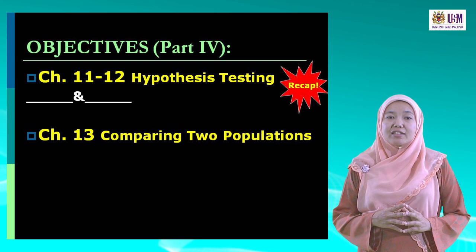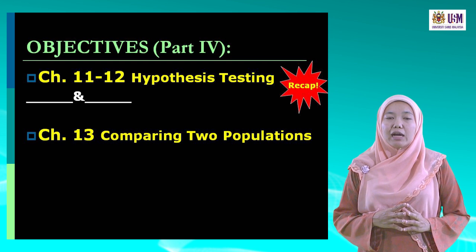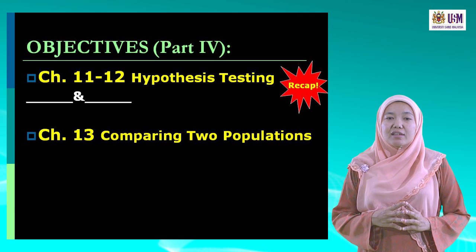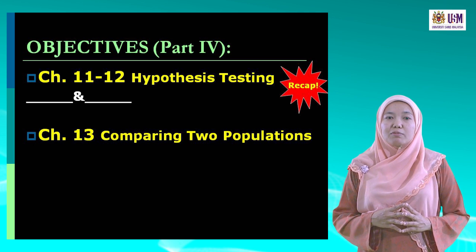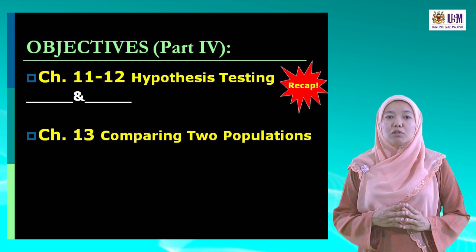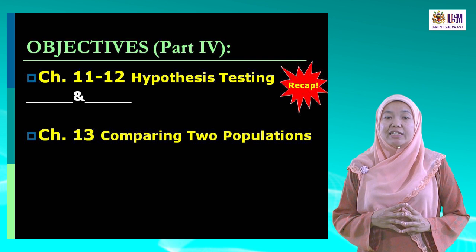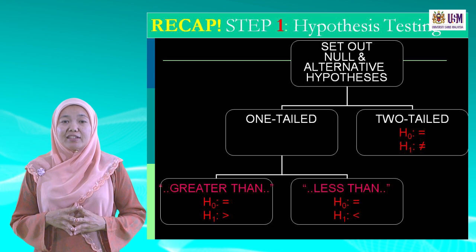For the next half hour or so, we'll be looking at two objectives. First, I'll recap a little of what we did in part 3, from chapter 11 to chapter 12 on hypothesis testing. Then we'll move on to chapter 13 for today, when we compare two populations or two samples in the case of hypothesis testing. Let's recap what we did in part 3.